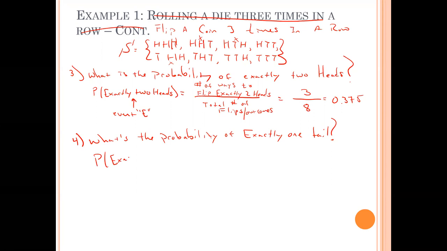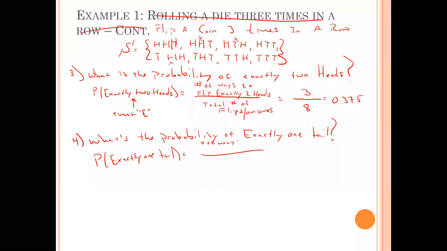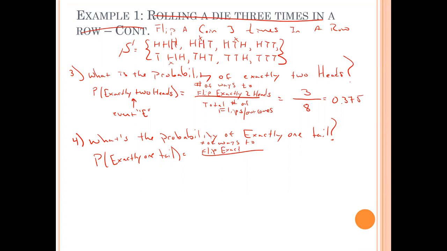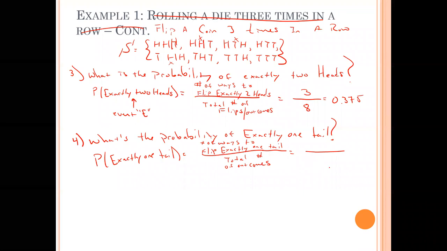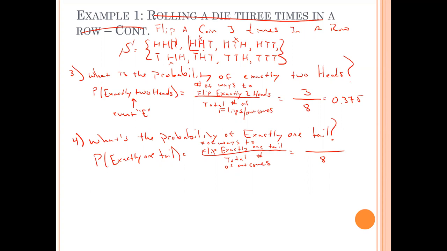Probability of exactly 1 tail is equal to simple division: the number of ways to flip 1 tail divided by the total number of outcomes. Well, let's start with the denominator. How many total outcomes are there for this experiment? Yeah. Okay, so that doesn't change right there. How many ways can you flip exactly 1 tail? Well, if you look up here, this outcome has only 1 tail. And I believe this is the only other outcome that has exactly 1 tail. So it's 2 out of 8, which reduces to 1/4.